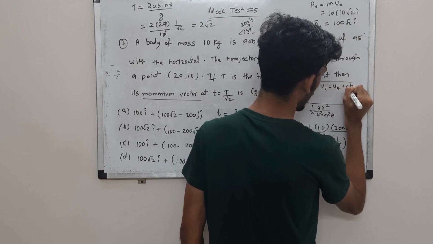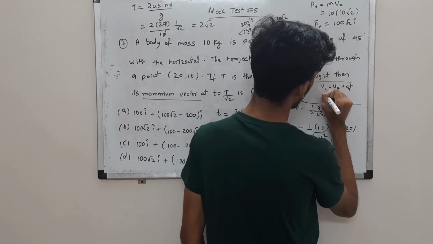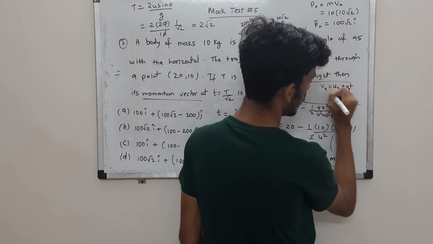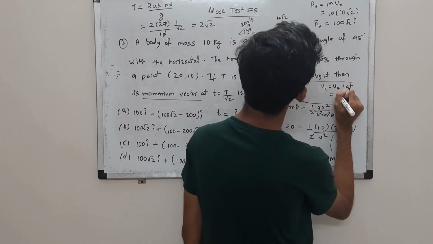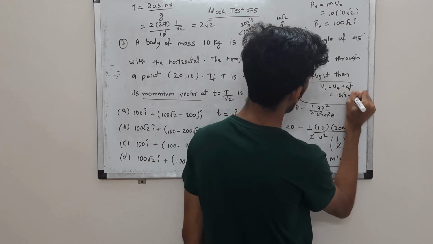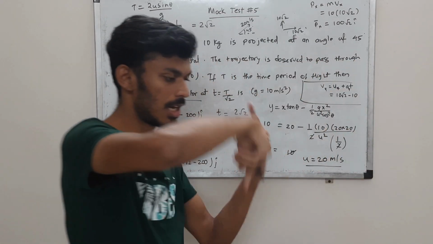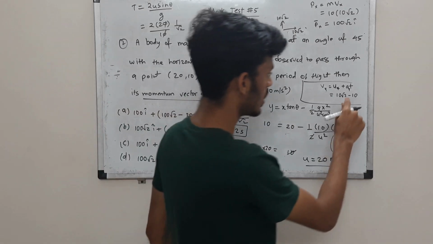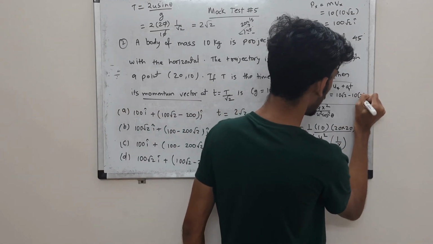This is velocity in the y direction. So velocity in the y direction, final velocity we are supposed to find. This is initial velocity in the y direction is 10 root 2 minus 10. So acceleration and velocity are in the opposite direction. So minus, and t is 2.